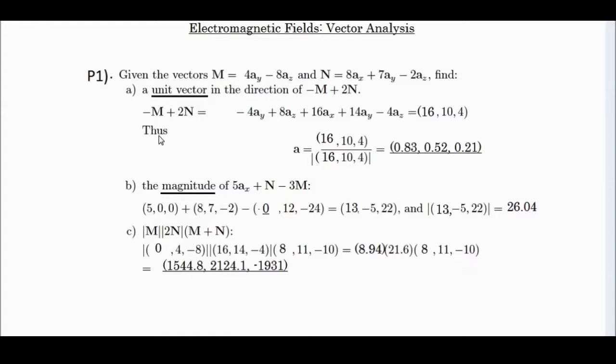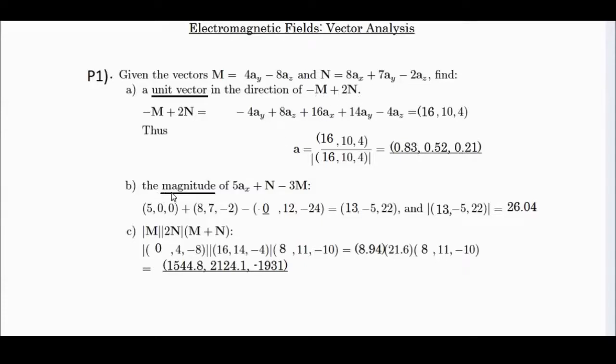Now, a unit vector in this direction, in minus m plus 2n direction, is given by dividing the vector by its norm. So the vector divided by the norm works out to be this. So A, which is this, is the unit vector in the direction minus m plus 2n.